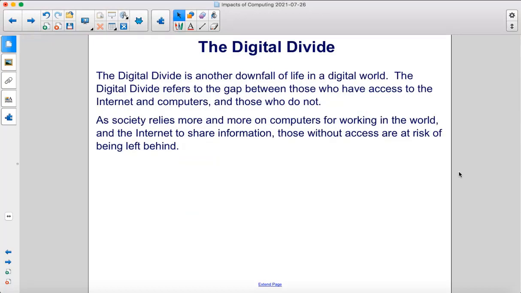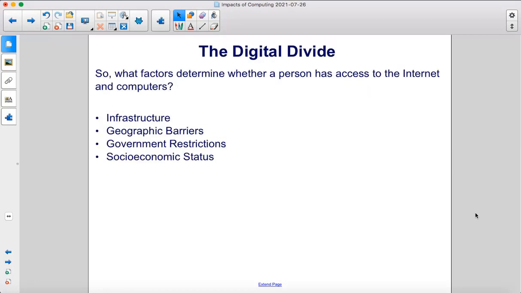The digital divide is another downfall of life in a digital world. The digital divide refers to the gap between those who have access to the internet and computers and those who do not. As society relies more and more on computers for working in the world and the internet to share information, those without access are at risk of being left behind. So, what factors determine whether a person has access to the internet and computers? Infrastructure, geographic barriers, government restrictions, and socioeconomic status.